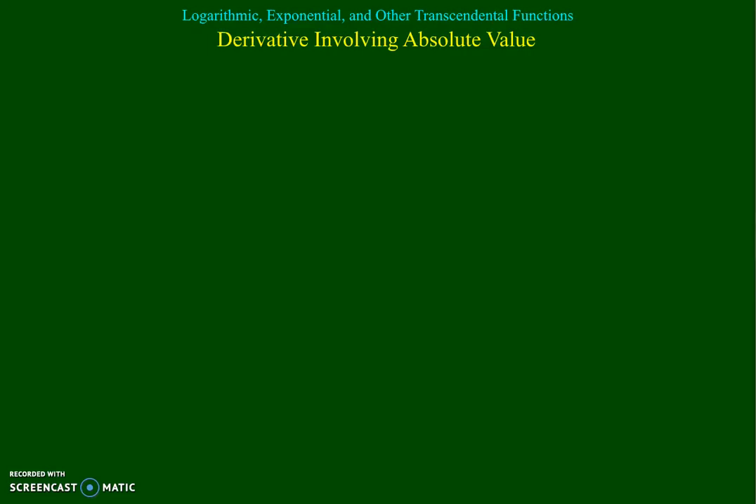This is part 4 of the series Logarithmic, Exponential, and Other Transcendental Functions. In the last part, we looked at taking the derivative of logarithmic functions and logarithmic differentiation in general. And in this part, we're going to start by looking at what happens when we encounter a derivative or a function involving absolute value.